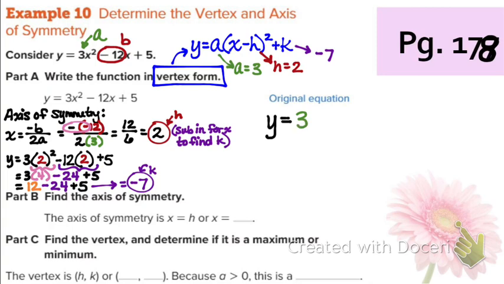Then what do I need? Parentheses. X minus or plus? It's x minus my h value. So x minus 2. Yep. Close my parentheses and square it. Minus 7. There we are in vertex form.